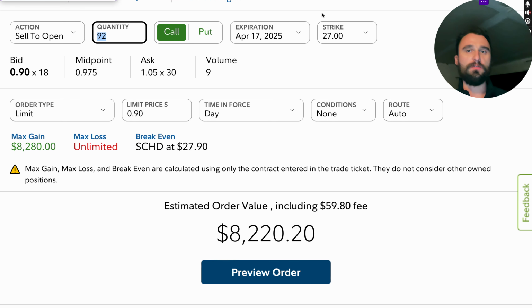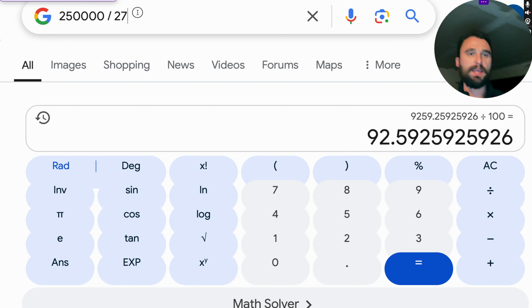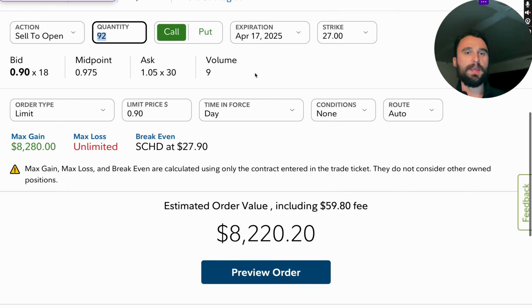Once again, this is the equivalent of $250,000. We're simply taking 250,000 divided by 27, and we can sell 92 contracts. That is what allows us, because once we take 9,200 shares divided by 100, we know that each options contract is the equivalent of 100 shares. And now we can do the wheel strategy with an expiration that is farther out from that expected next ex-dividend day.